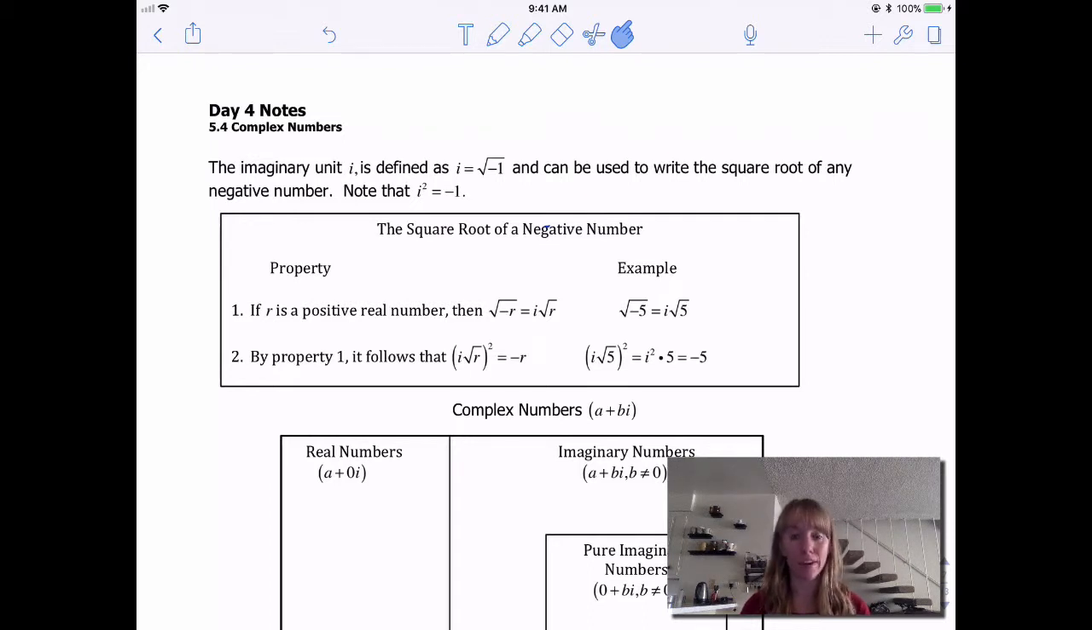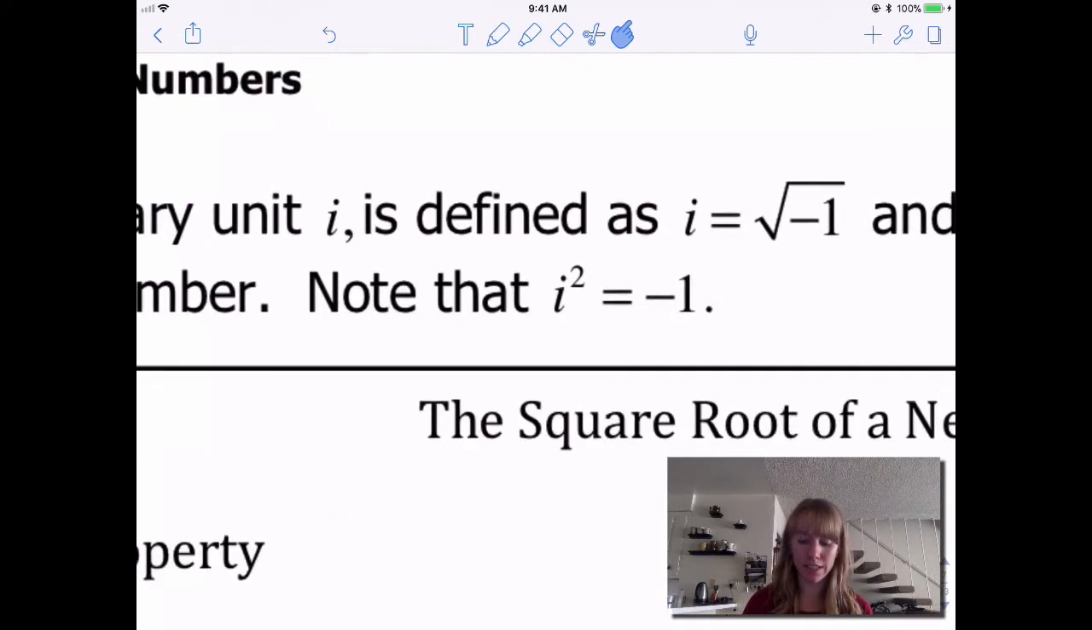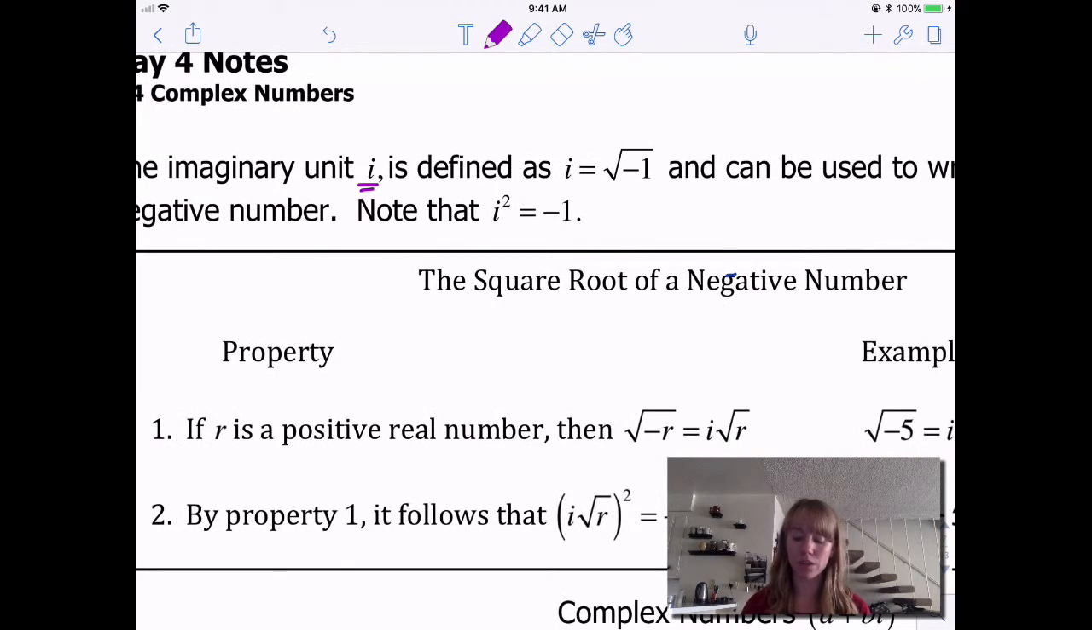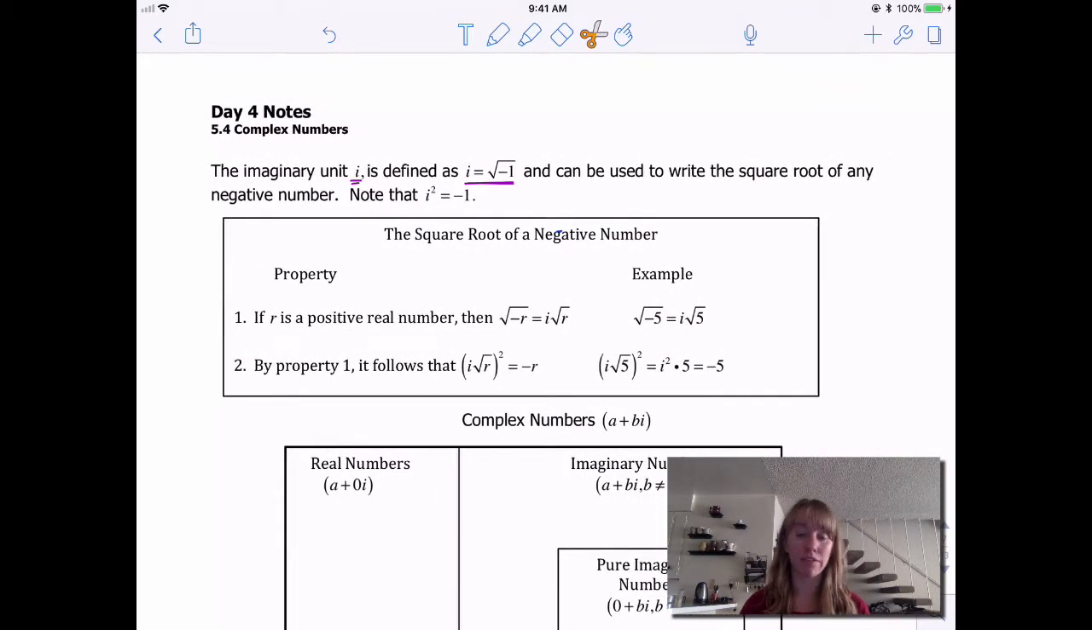Today is day 4 of our Solving Quadratics notes. So an imaginary unit, this i, is going to be defined as i is equal to the square root of -1. Okay, so that's our big definition for today. And it can be used to write the square root of any negative number. And that means that i squared is -1.